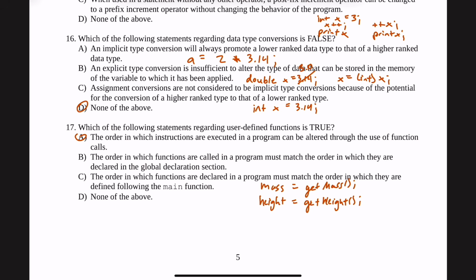B, the order in which functions are called in a program must match the order in which they're declared in the global declaration section. Remember, we declared them up at the top above the main function, but there's no need for the order to match, just like there's no limit on how many times we call these functions. So B is going to be false. C, the order in which functions are declared in a program must match the order in which they are defined following the main function. Once again, there's no requirement. You can do it in any order as long as declarations are above main and definitions are below main. So therefore, the answer for 17 is A.